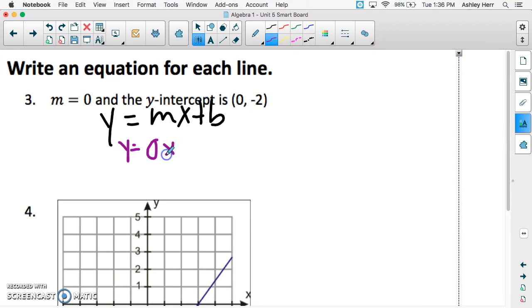And since our y-intercept is at (0, -2), what is the ordered pair? The y variable is negative 2. So you plug in -2 for b, so plus -2 will be just -2. Now, do I need to write 0x? No, because 0 times x is 0, right? So when I write my equation, I end up simplifying it to get y is equal to -2.